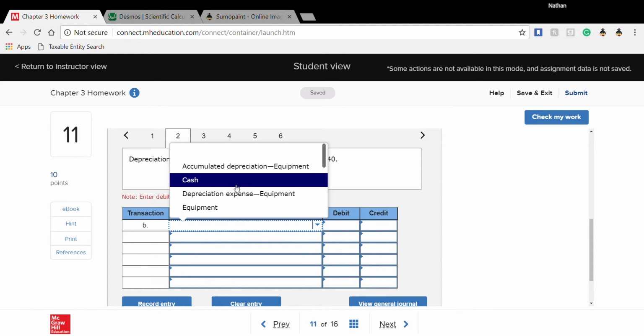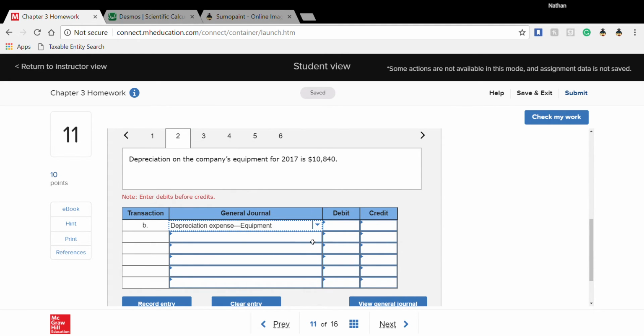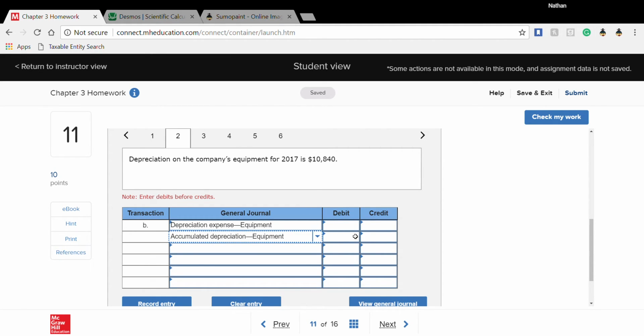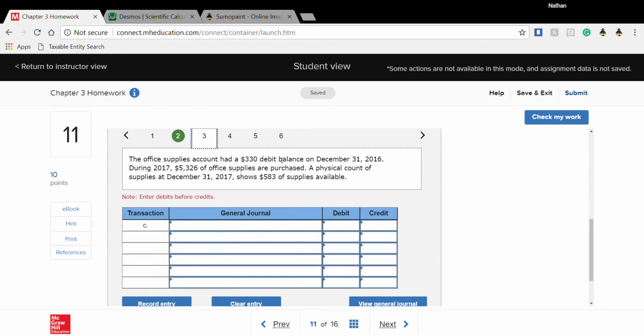Here, you still go depreciation expense, then accumulated depreciation, and fill in the amounts. Okay, debit, credit. 3, the office supplies account was $330. So this is the same thing as part 2 of question 7. So again, T-chart, T-chart, T-chart. Always do the T-chart with the way that these are run. Okay.